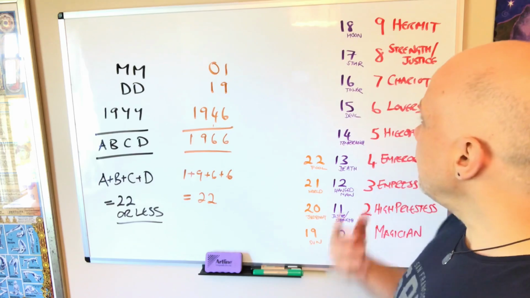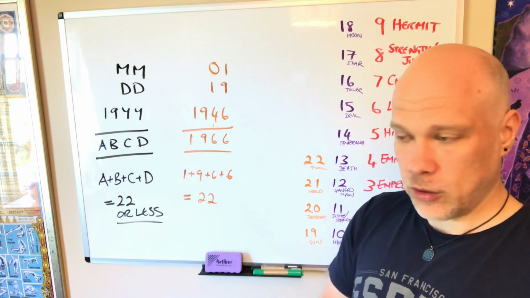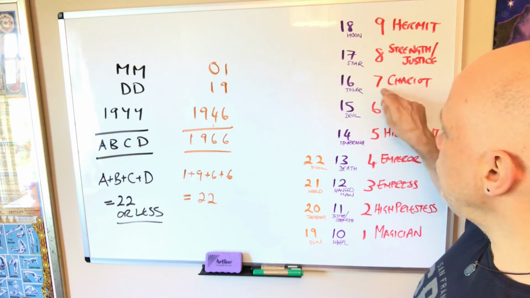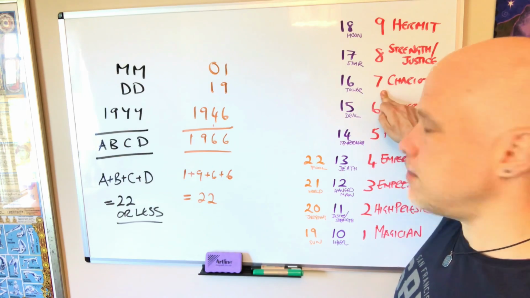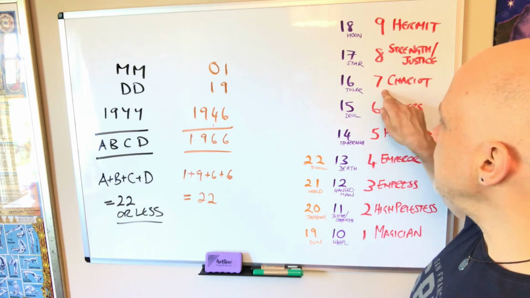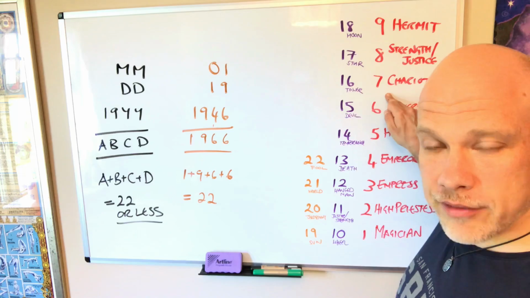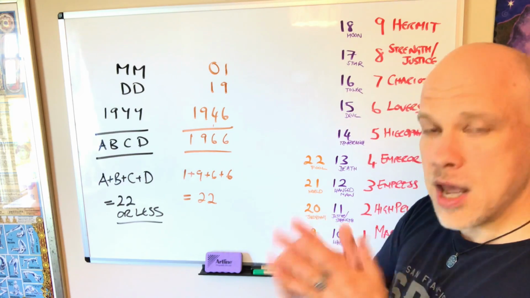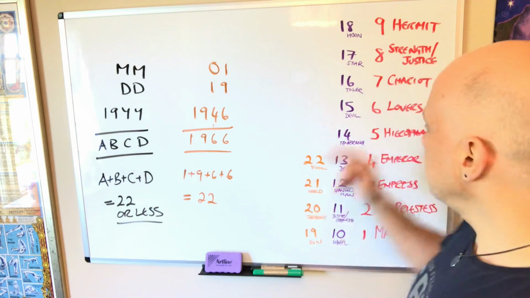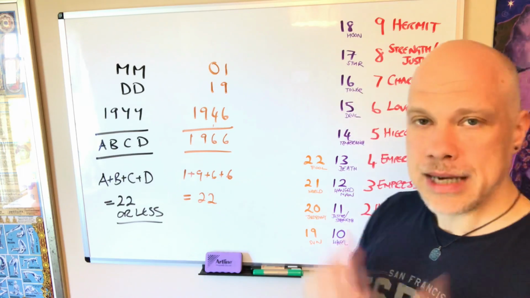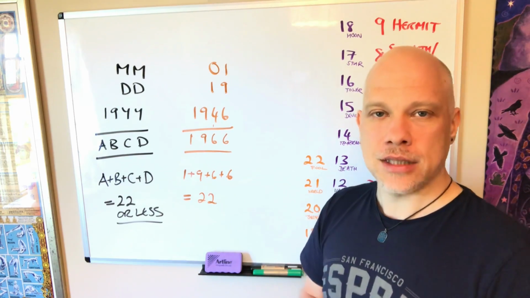Or you might be like me, and my result, if I use this method, is I land straight on 7. I'm a Chariot in this method. I land straight on 7, which means that my personality card is 7. Because I can't reduce 7 any more, my soul card is also 7. And my shadow card, my teacher card, my hidden card is the Tower.